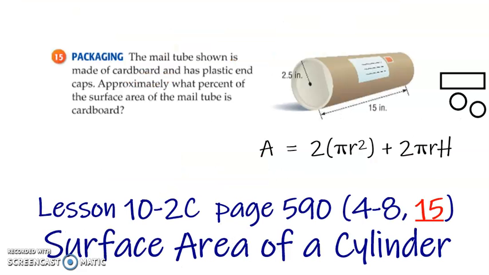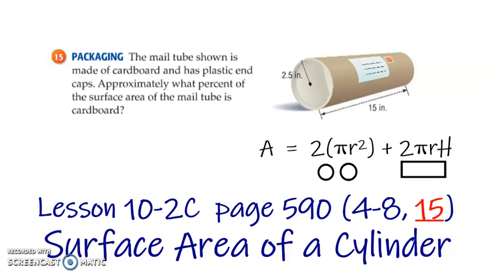Here's one last thing. Number 15 is your extra credit. It's asking for a mail tube shown as made of cardboard and has plastic end caps. Approximately what percent of the surface area of the mail tube is cardboard? I want to remind you, what does this stand for? This stands for the area of a circle, but there are two of them, so that's that part of the formula. And this right here is the circumference times the height, so that's the label of your soup can, or in this case, the cardboard.